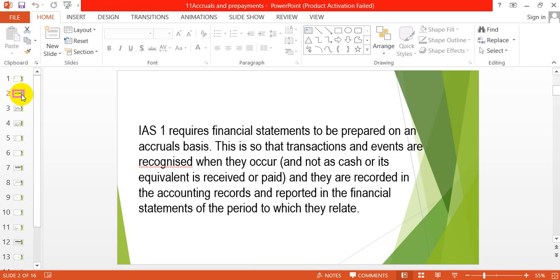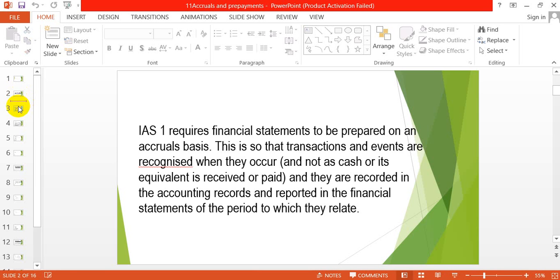The meaning is that transactions and events are recognized when they occur and not when the cash is received or when the cash is paid out. By recording when the transactions actually take place, they'll be recorded in the accounting periods and reported in the financial statements of the period to which they relate.